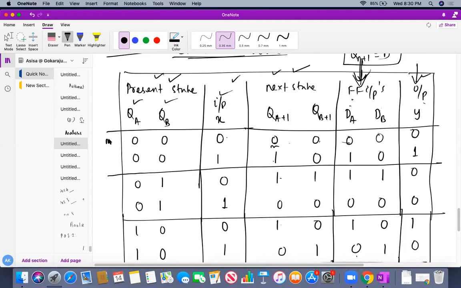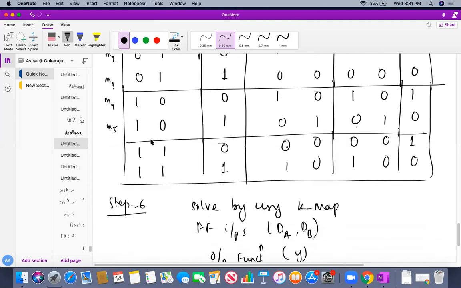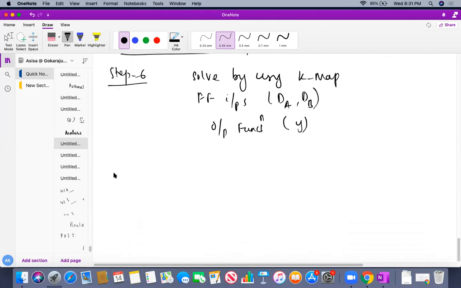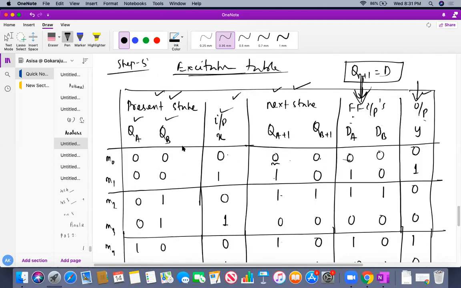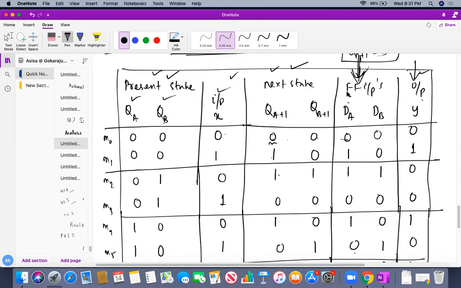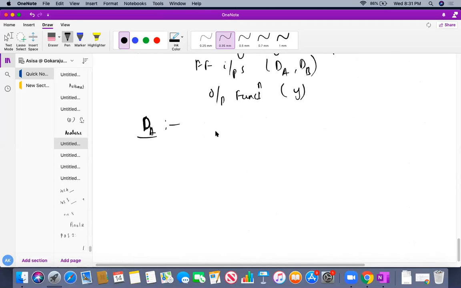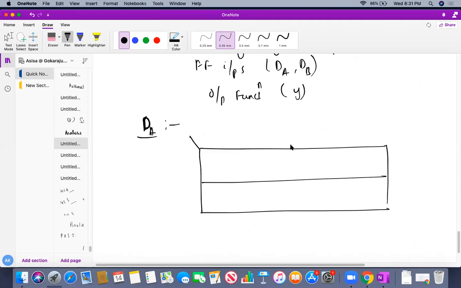Why? Because this is minterm 0, minterm 1, minterm 2, minterm 3, minterm 4, minterm 5, minterm 6 and minterm 7. Now we can know that this is actually a 3 variable K-map. So I can solve this DA. We can take this truth table, this output, and these are my inputs. For this we require a 3 variable K-map, which are nothing else, my QA, QB and X.